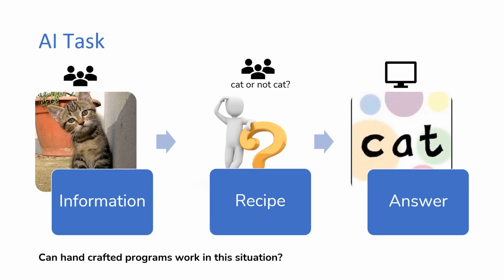But what is an AI task? What do we actually need an AI system to do? In this example, we need to give some information as input and we need a recipe which can generate an answer to a question. In this slide, the question is whether the image inserted into the system is a cat or not a cat. So we need to have a recipe to do that.